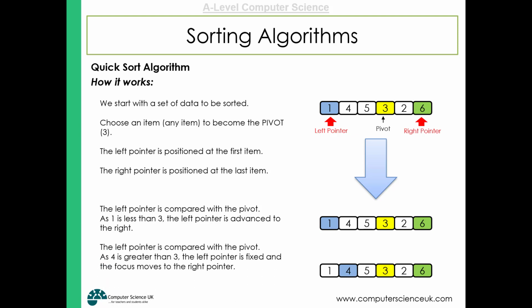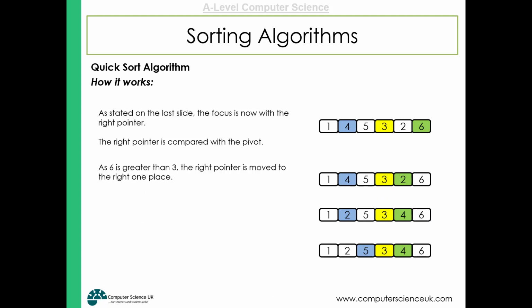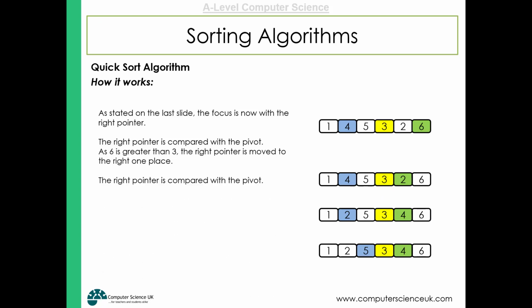So the 4 is the next item, and that's compared with the pivot. In this case the 4 is bigger than the pivot, so we stop advancing the left pointer. The left pointer fixes in position, and now the attention turns to the right pointer. Focusing on the right pointer, which is at value 6, that is compared with the 3. The 6 is greater than the 3, so it's also on the correct side of the pivot.